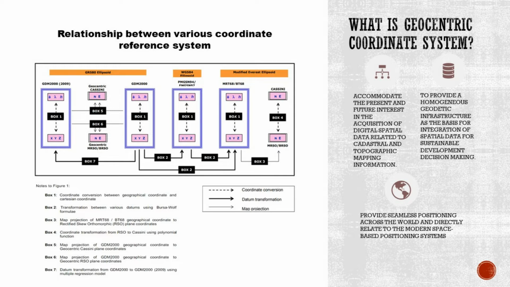Geocentric coordinate systems have the direction of their axes defined arbitrarily. The advantage of that is they can provide seamless positioning across the world, and they can relate directly to the modern space-based positioning system that is being used nowadays for various purposes including surveying and mapping.